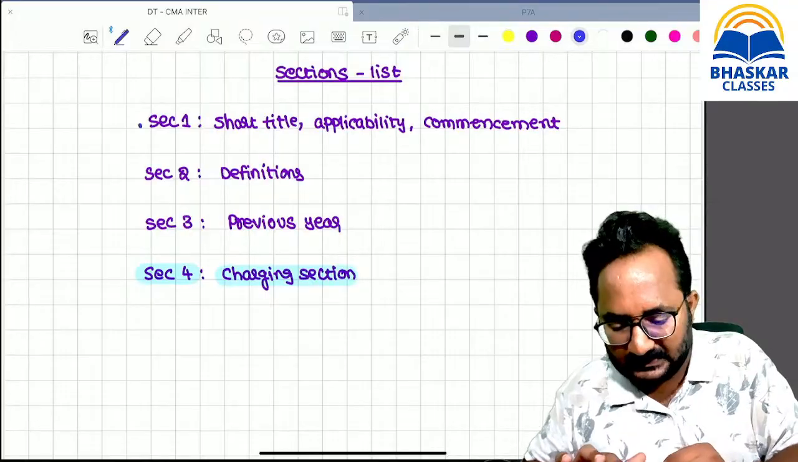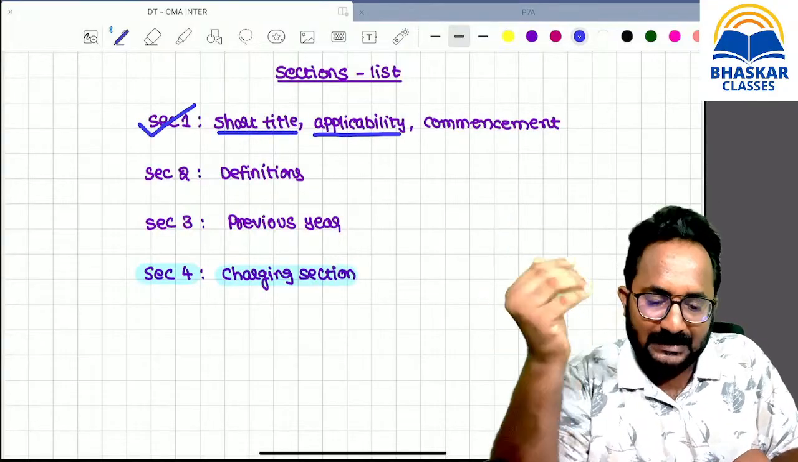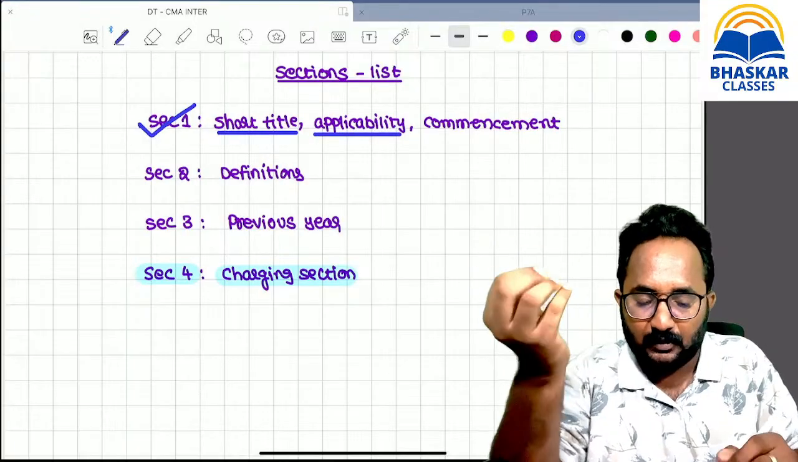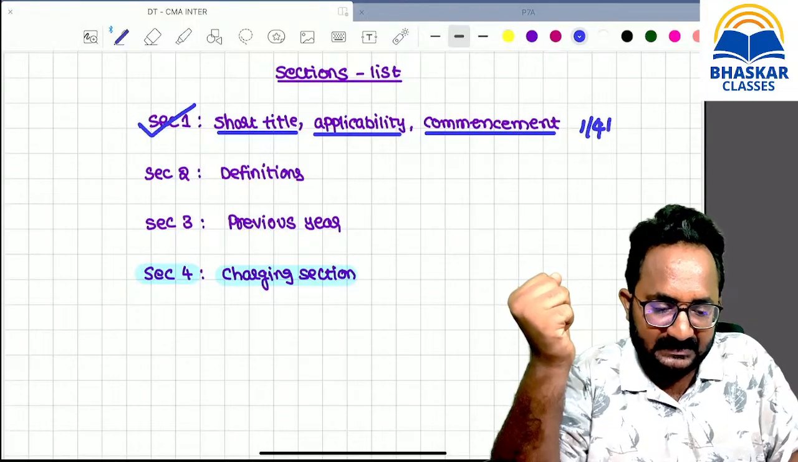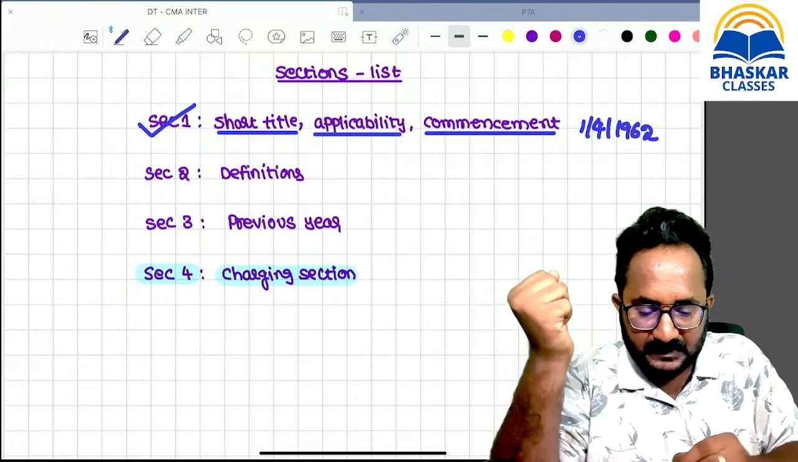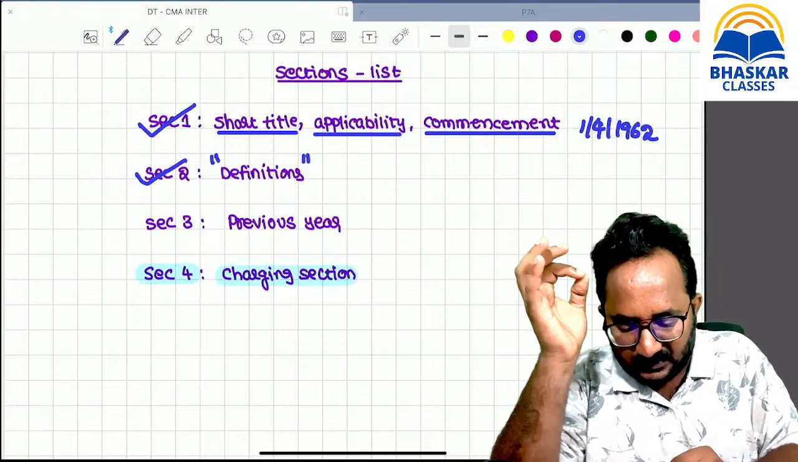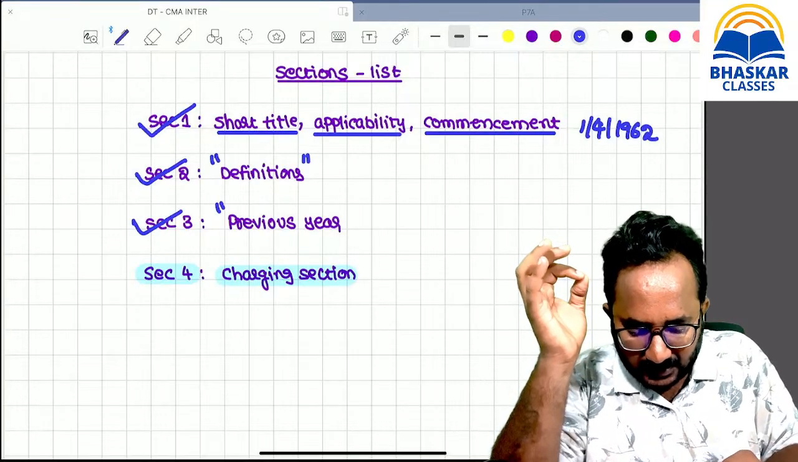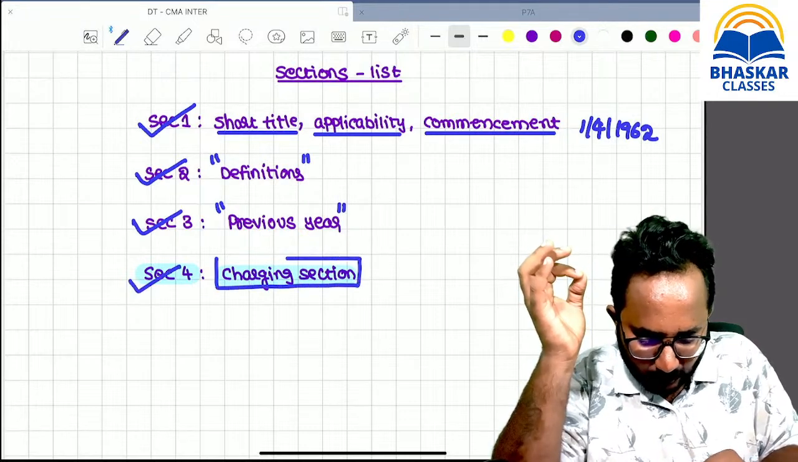Section 1 is the short title, Income Tax Act 1961. Applicability is nothing but the whole of India including Jammu and Kashmir. Commencement is 1/4/1962. Section 2 always gives the definitions. Section 3 is the previous year, I will tell you after some time. Section 4 is the charging section. It is a very important point.